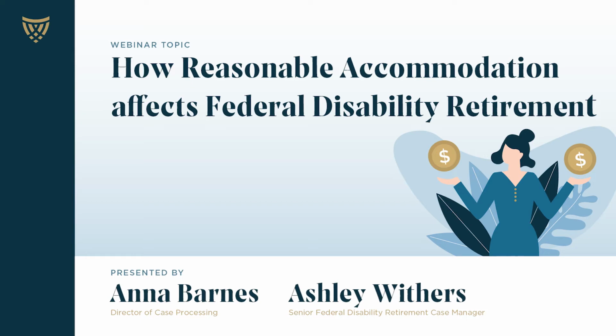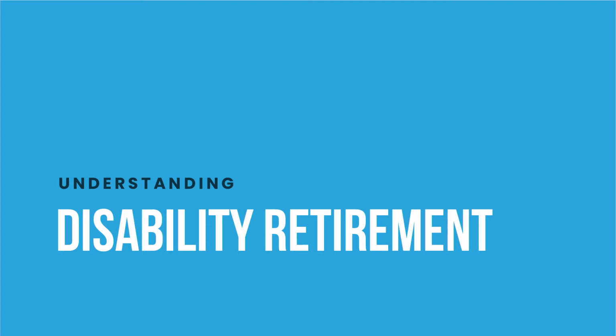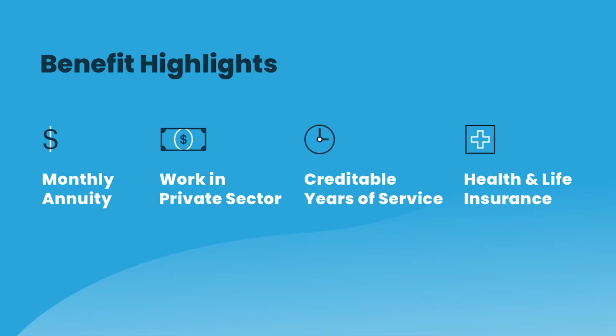Thank you, Ashley. I'm super excited to be here. This is a really, really complex topic as far as how it relates to disability retirement, so I'm excited to explain it in some depth. Right. Okay, so let's get started. We always typically lay down a foundation of understanding disability retirement and what that benefit is. So today we'll talk about these four main points. We'll go over the monthly annuity. We'll go into private sector income, how you can continue working in the private sector while on this benefit. We'll touch on creditable years of service, and we will also go a little bit over health and life insurance.